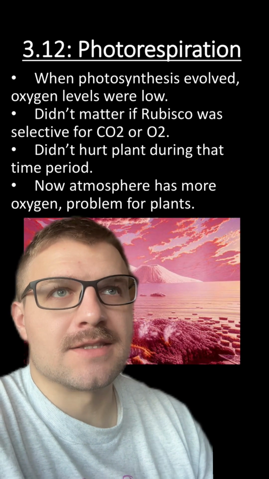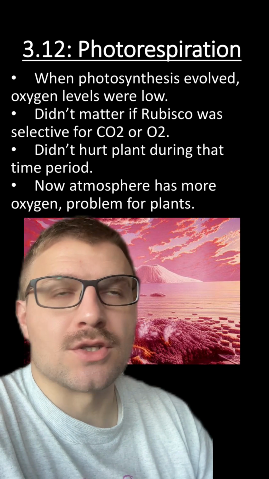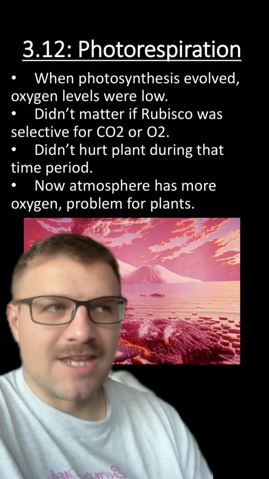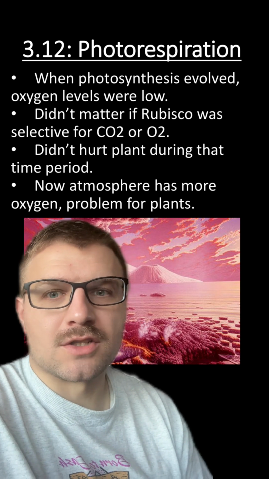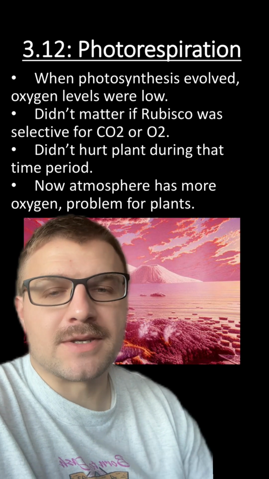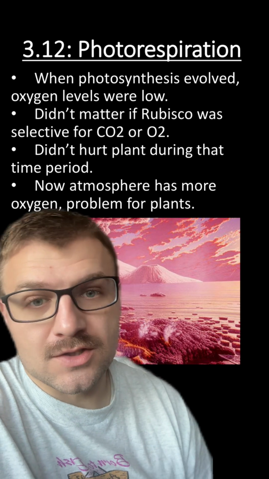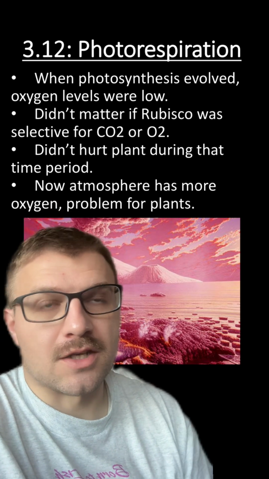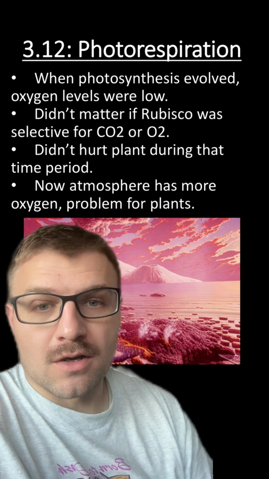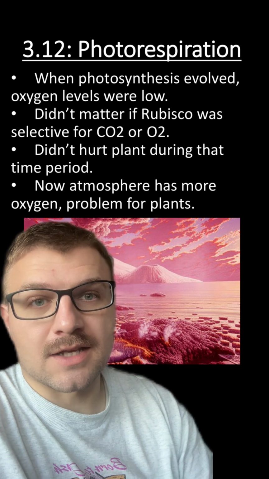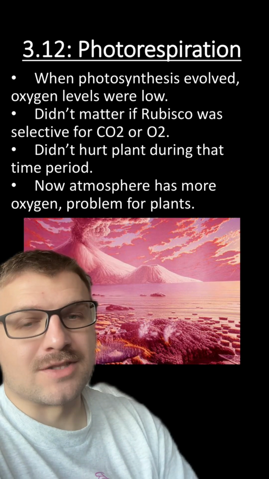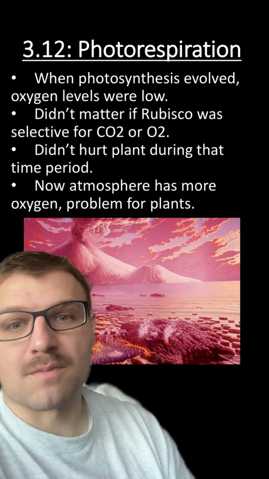Now, why does this happen? Why do plants intake oxygen as well as CO2 when using rubisco? The answer is basically evolution. When plants were evolving photosynthesis, oxygen levels were low, so rubisco didn't have to be selective for CO2 or oxygen. So at that time period, since oxygen levels were so low, it didn't hurt the plant for rubisco to bind carbon dioxide and oxygen. Now that our atmosphere has a lot more oxygen, this is a major problem for plants.